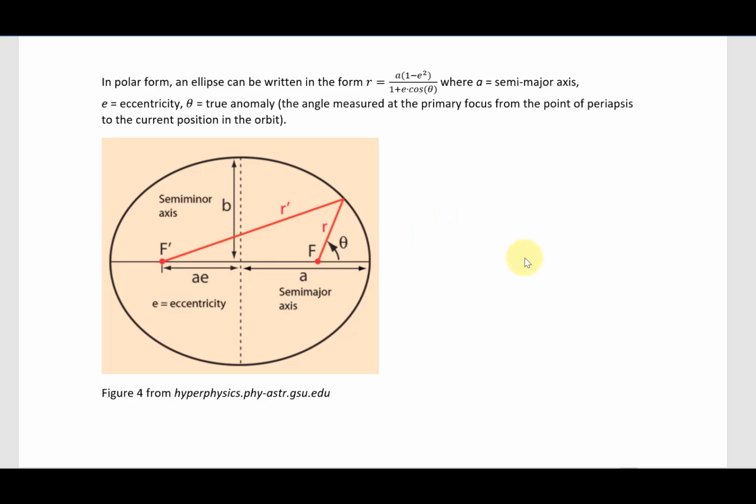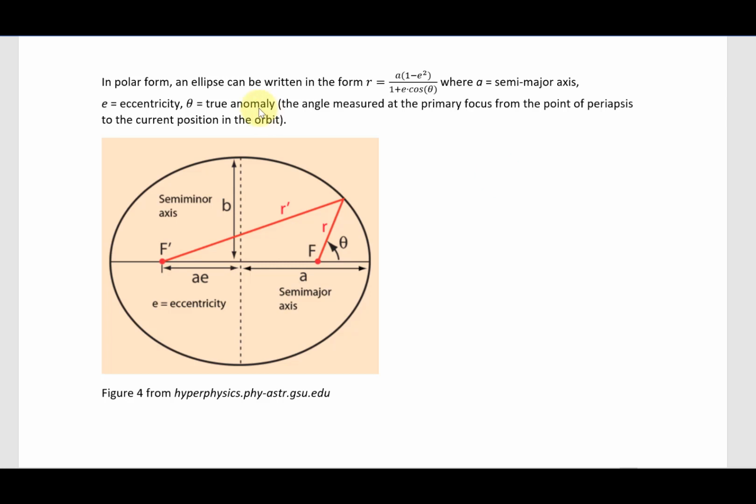And when we're talking about orbits, we'll often refer to this angle theta that's called the true anomaly. It's the angle measured from the primary focus, from the point of periapsis, the closest approach to the focus, to the current position in the orbit.